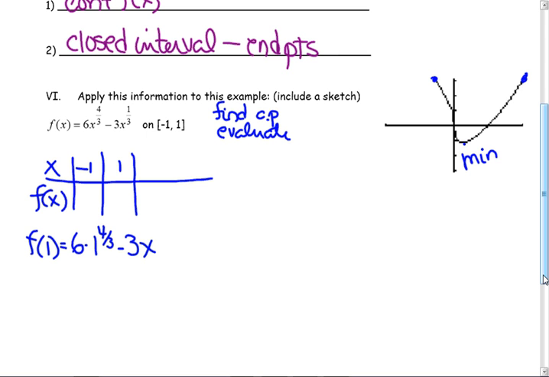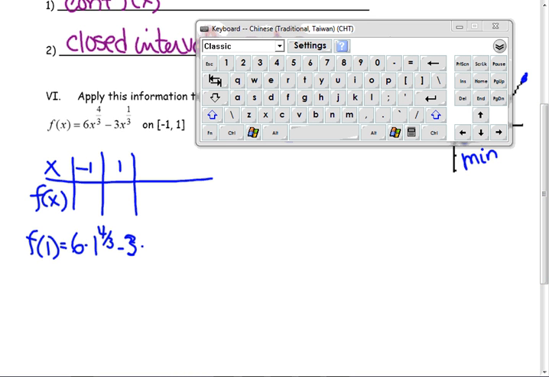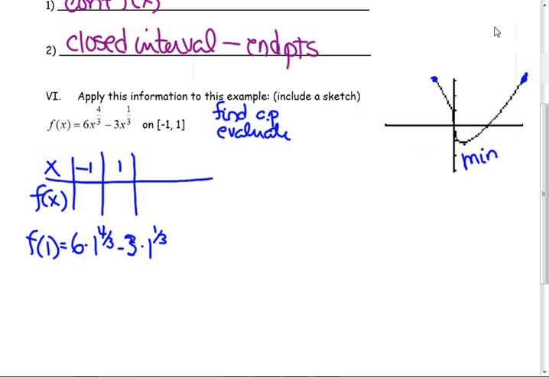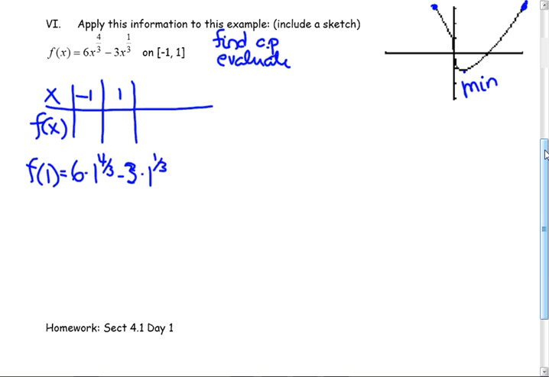What's 1 to any power? You should be working the problem ahead of me. What's 1 to any power? So what's this answer here? 6 take away 3 is... Okay, I always do the easy things first. That was the easy one.